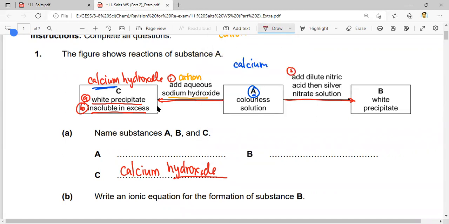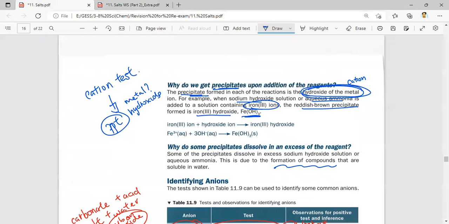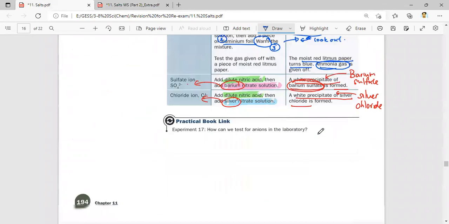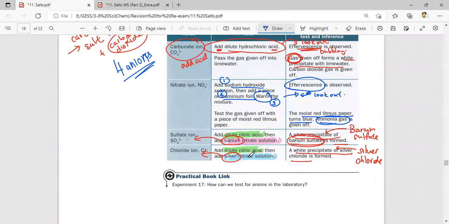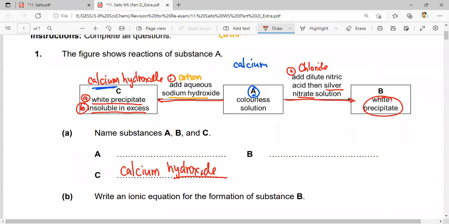Okay, next one. I add dilute nitric acid. This one tests for carbonate. No, I must read to the end. I add silver nitrate. When you see the word silver, I know I'm trying to test for chloride. Okay? A white precipitate is formed. Remember, if I add silver nitrate, I get a white precipitate. What is the white precipitate that's formed? Chloride: add silver nitrate, a white precipitate of silver chloride is formed. So I know B is silver chloride.